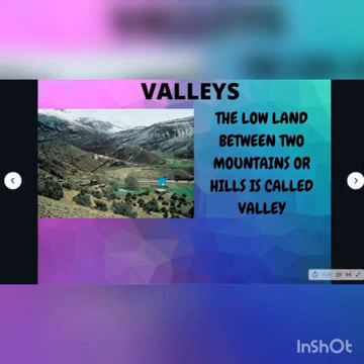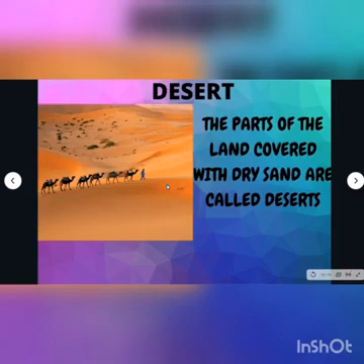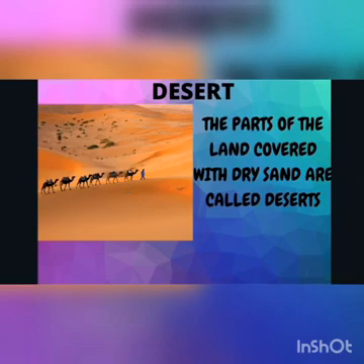The next landform we take is desert. Look at the picture, students. You see a camel in the picture, and as we have studied earlier, the camel is the ship of the desert. And what is a desert? A desert is that part of the land which is covered with dry sand. As you see in this picture, there is very little vegetation, and we find very little water in the desert, and people use camels for their transportation.